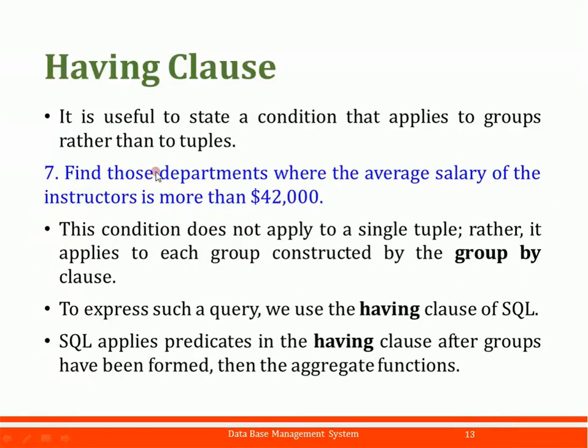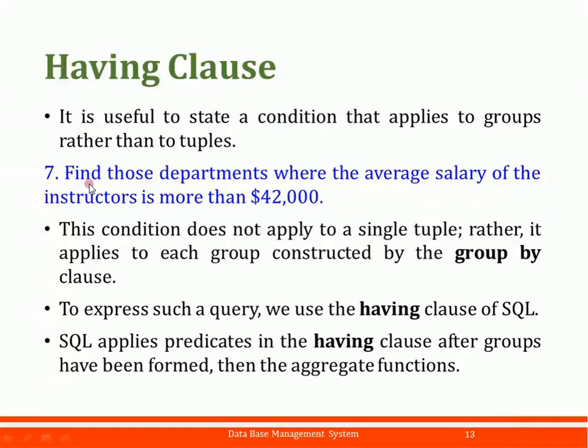The next is the having clause. It is useful to state a condition that applies to groups rather than to tuples. So till now, when we used the where condition, that condition was applied on a tuple, not on a group. When you want to apply conditions on the groups formed by the group by clause, you have to use the having clause.